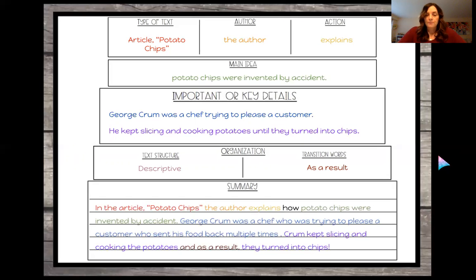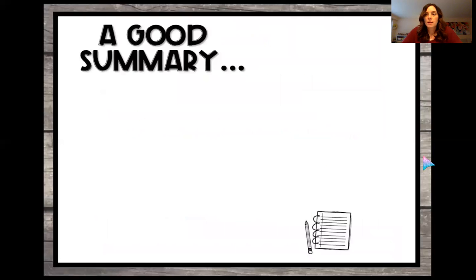And my summary would look like this. In the article, Potato Chips, the author explains how potato chips were invented by accident. George Crumb was a chef who was trying to please a customer who sent his food back multiple times. Now, notice that I added a little bit more information to that sentence because while I was writing my summary, I felt like I needed a little bit deeper of an explanation of what George Crumb was doing to please his customer. Crumb kept slicing and cooking the potatoes, and as a result, there's my transition word, they turned into chips. And that is all. That is how you can write a summary of a nonfiction text.